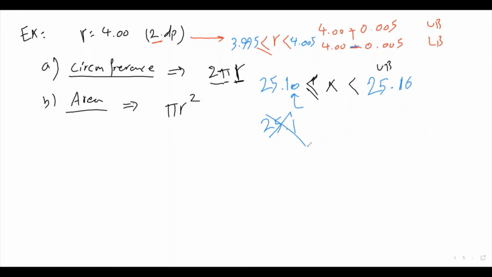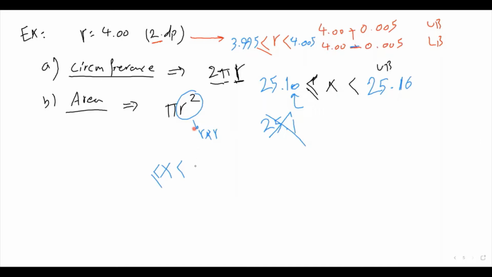Okay, forget about 25.1. And for the area, it's the same thing. It's just a matter of multiplication. However, r squared means r times r. So I have to multiply r by itself. So if r has a lower and upper limit, you have to be careful.